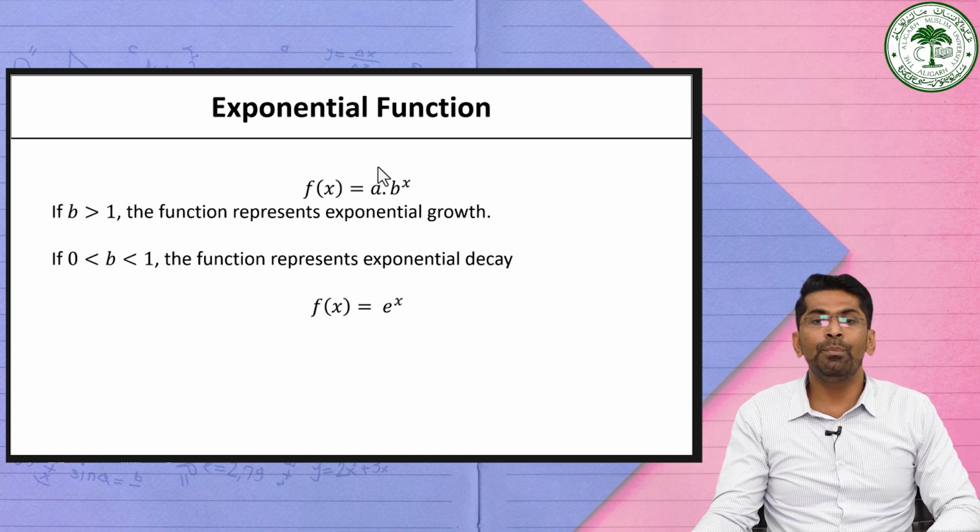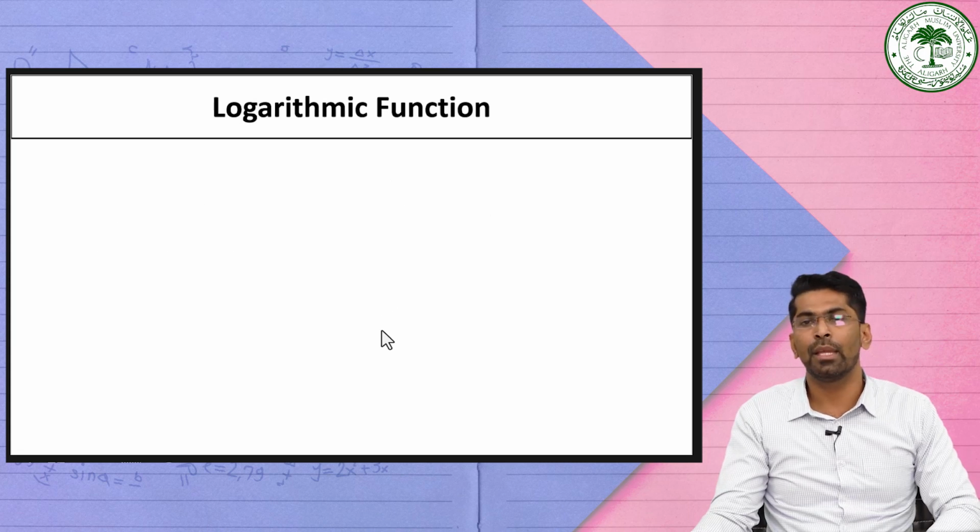Here the base b is nothing but e, and a is a constant coefficient which is implicitly given, which is equal to 1. So this is an example of an exponential function. Now we have a logarithmic function.